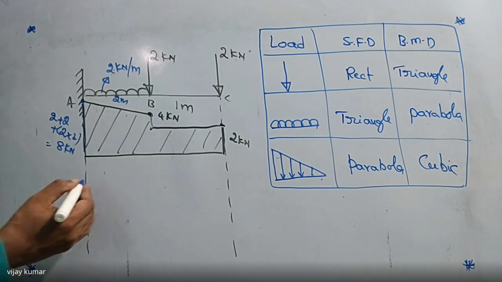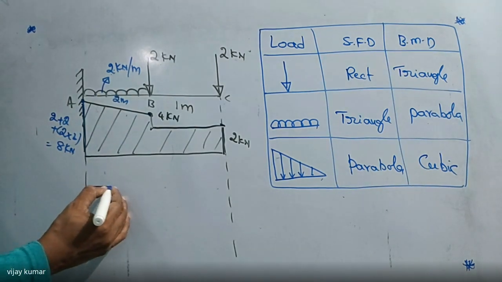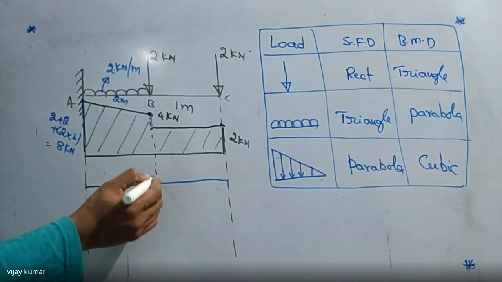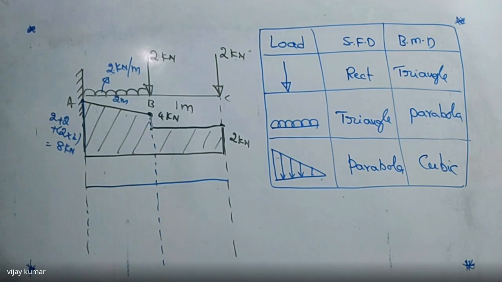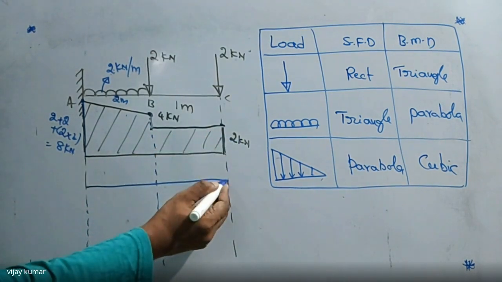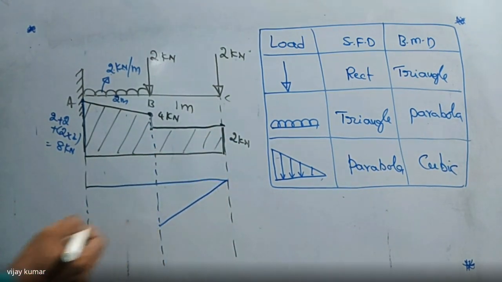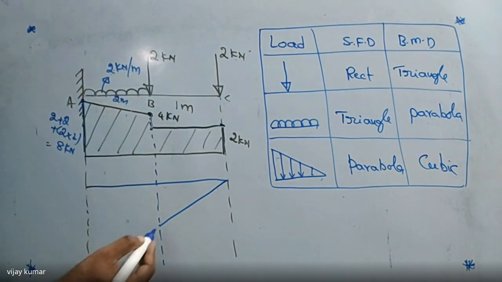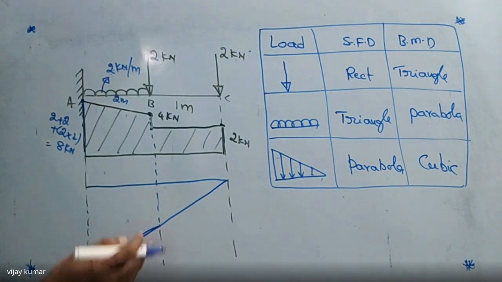Now tell me, what is the bending moment diagram? Bending moment diagram. Now if it is a rectangle, it must be a triangle. Do you get my point or not? And what is this one now? This one is nothing but UDL. UDL means it is a parabola. It is a parabola. Did you get my point or not?